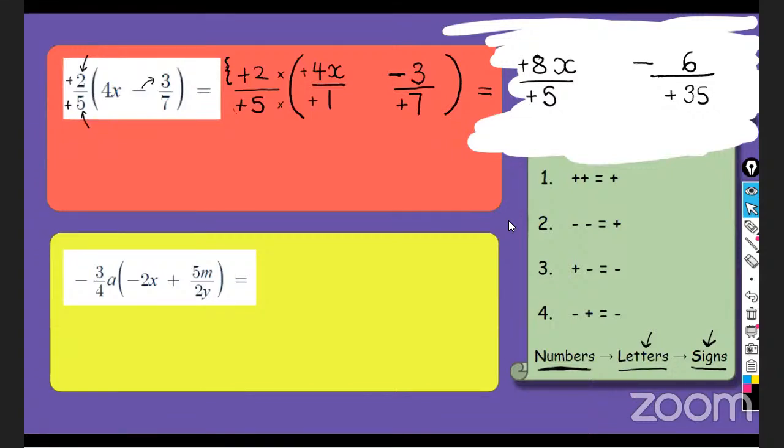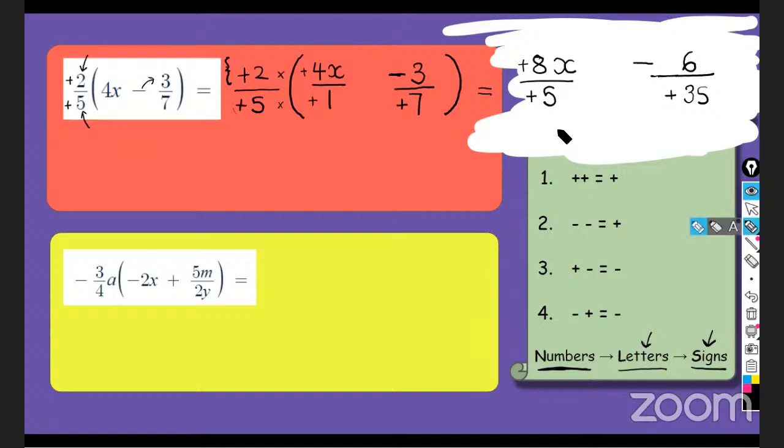Someone had a question. Do we have to put our answer as a mixed fraction? You don't have to. In fact, I dislike mixed fractions. I prefer improper fractions. Improper fractions in maths are easier to deal with. All right, so let's go ahead. Let's see if we can do this one.